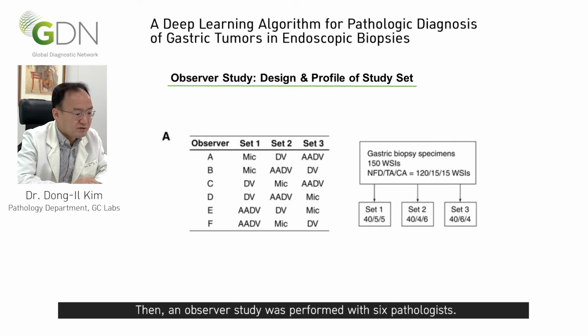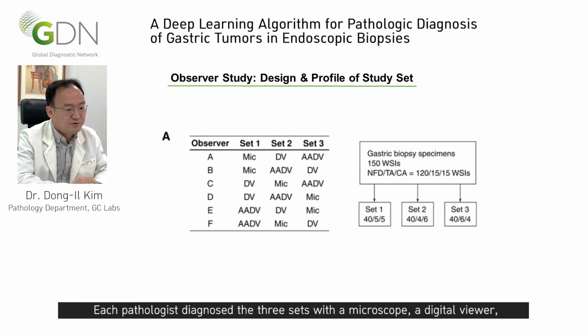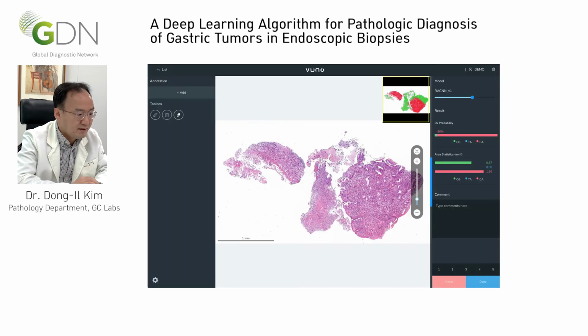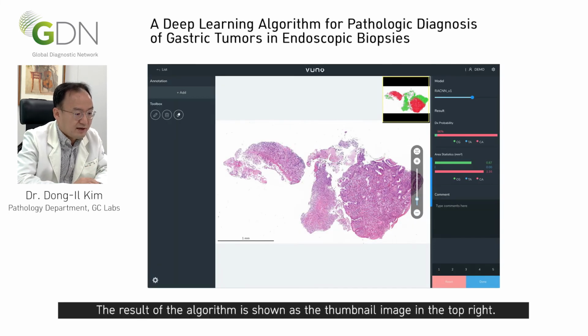Then, an observer study was performed with 6 pathologists. For the observer study, we prepared 3 sets made up of 50 slides. Each pathologist diagnosed the 3 sets with a microscope, a digital viewer, and an algorithm-assisted digital viewer, and measured the time spent on diagnosis. The result of the algorithm is shown as the thumbnail image in the top right. In the case shown here, there are 2 cancerous areas observed.